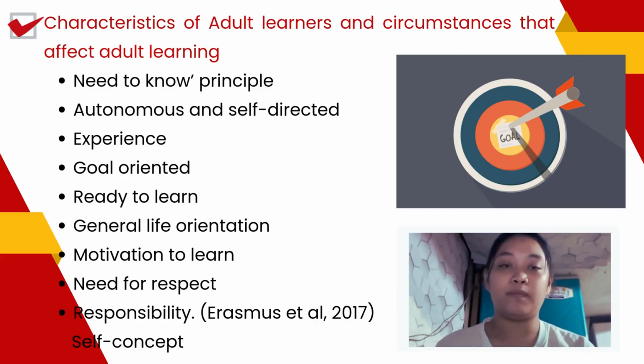So, regarding the characteristics of adult learners, adults learn best when they understand why they need to learn, can direct their own learning, and connect it to their experience and goals. They are motivated by respect and responsibility, and their self-image affects how they learn.